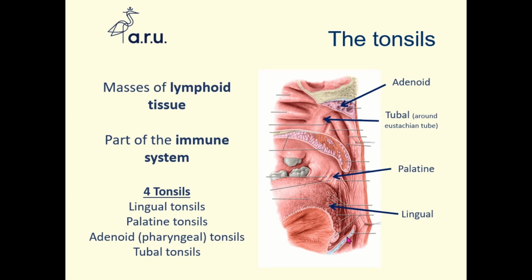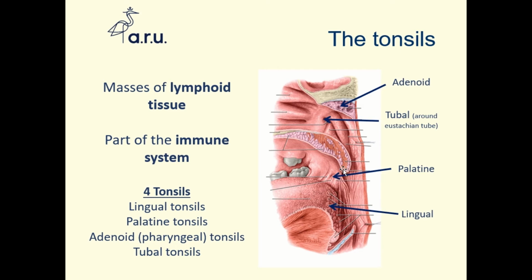Let's start with the lingual tonsils. The lingual tonsils are a group of lymphoid tissue situated within the submucosa, right over here on the posterior one-third of the tongue. Remember, the posterior one-third of the tongue is more vertically oriented, facing towards the oropharynx. The lingual tonsils are situated right over here, behind the terminal sulcus.